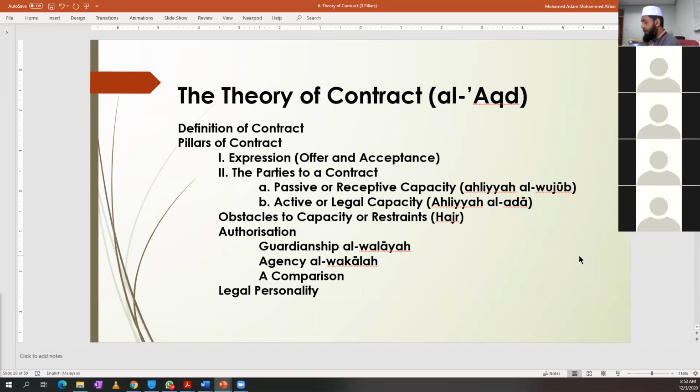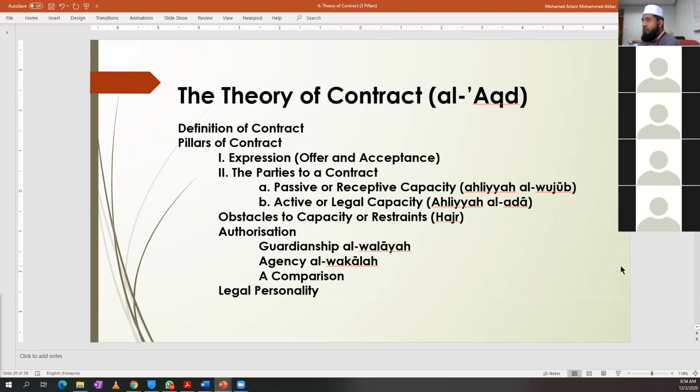So we already talked about the definition of contract. Then we talked about how a contract could become unlawful, batil. Then we talked about what arkan is, which means the pillars, and why we call them pillars. Then we talked about the different opinions of the scholars with regard to the pillars, right? The majority of scholars go for three, and the Hanafi scholars go for two.